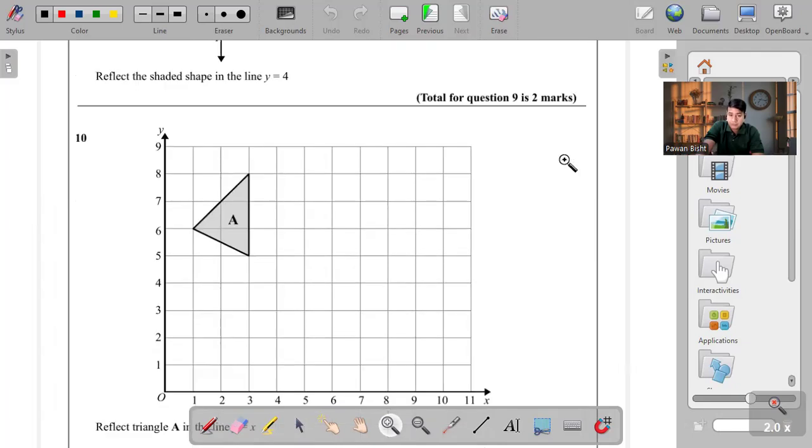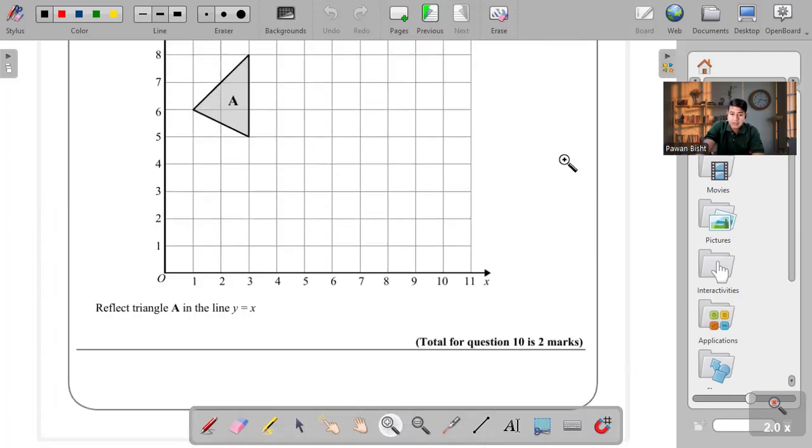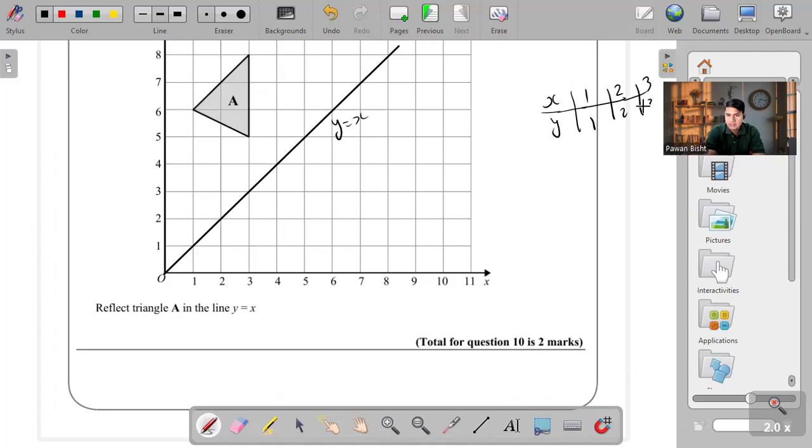Okay, now next question, this one. Reflect the triangle in the line y equals x. So first we need to draw the line y equals x. So y equals x is this line. This is the y equals x line. You know how to plot the equation. You have to calculate a minimum of 3 points for each: x1 y1, x2 y2, x3 y3, right?